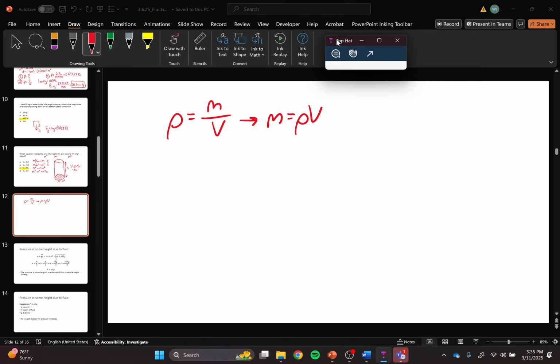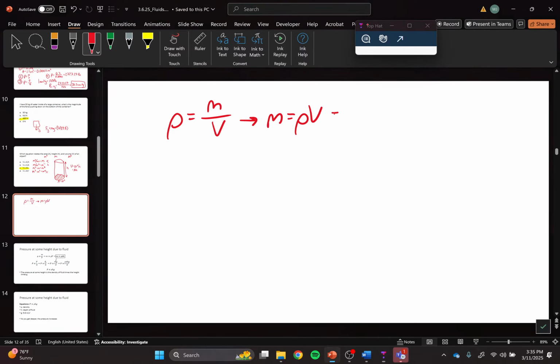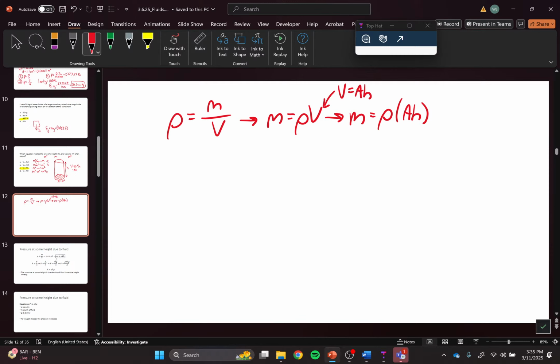Now what we're going to do is replace mass. Mass is going to equal density times area times H. Great. Cool. Just plugging in the things that we found. Okay. Now we're going to look at the pressure equation: force over area.